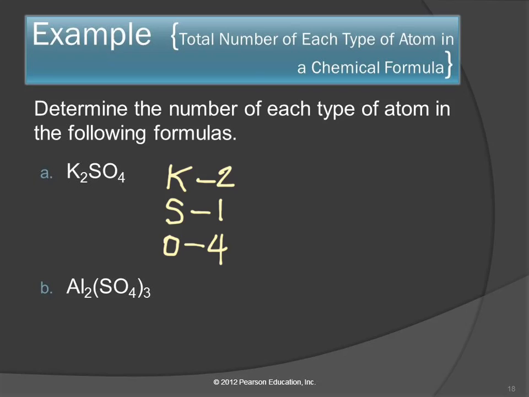Letter B. What elements do we have here? We have Al, we have capital S, and we have capital O. Aluminum, sulfur, and oxygen. How many aluminum atoms? 2. How many sulfur atoms? 3, right? Because there's this shrink wrap here. We have these packages, and we have 3 of them. How many oxygens? 12. Does that make sense?